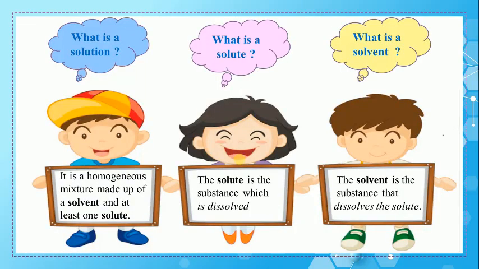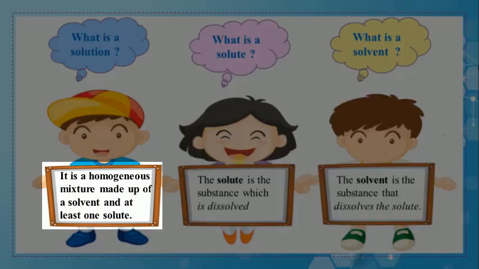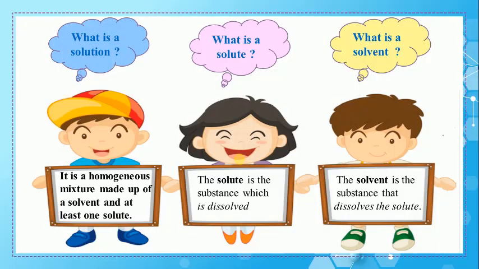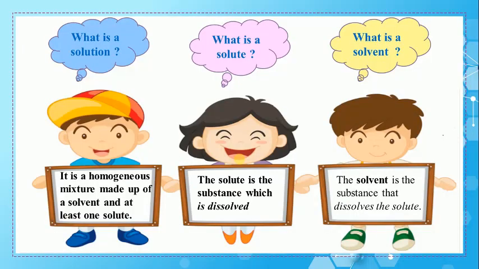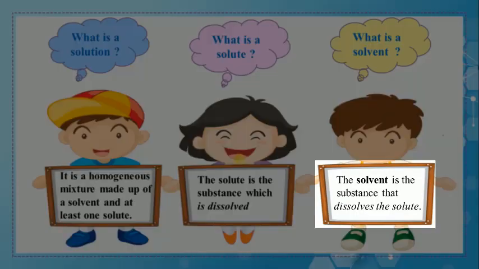Let's remember some information about solution. What is a solution? Very good. It is a homogeneous mixture made up of a solvent and at least one solute. What is a solute? Excellent. The solute is the substance which is dissolved. What is a solvent? Very good. The solvent is the substance that dissolves the solute.